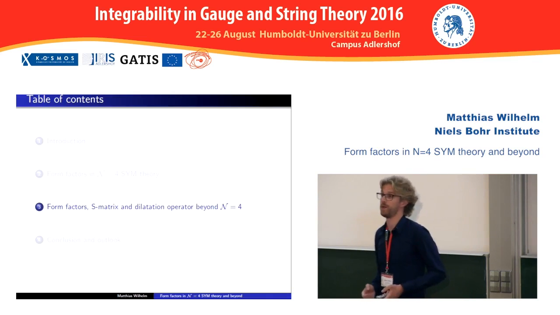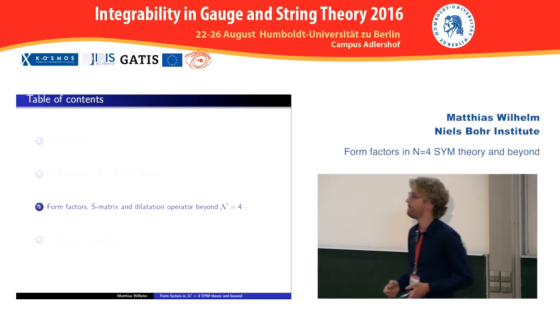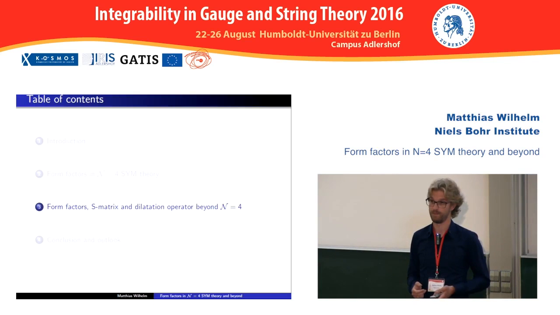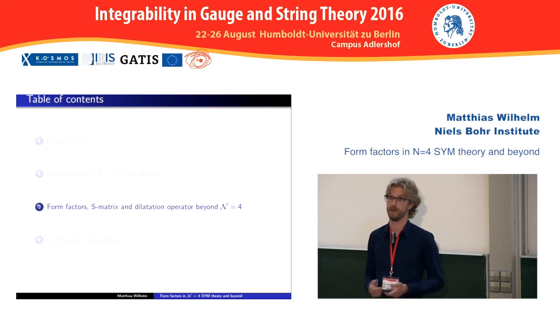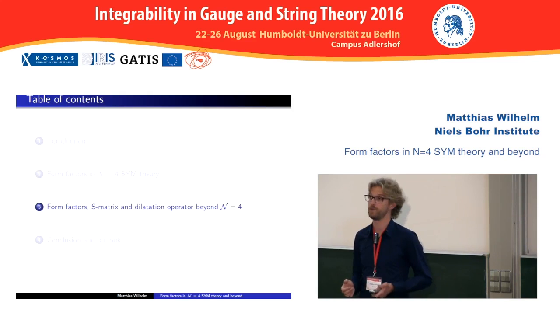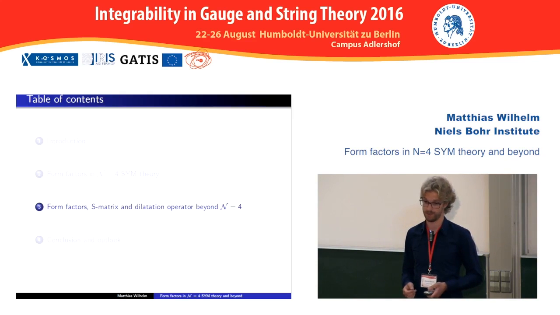That concludes what I wanted to say about form factors in n=4 super Yang-Mills theory. Let us now go beyond n=4. If you've been lost in the first half of the talk, now is also a good time to reconnect, as the second half won't build on the first one.